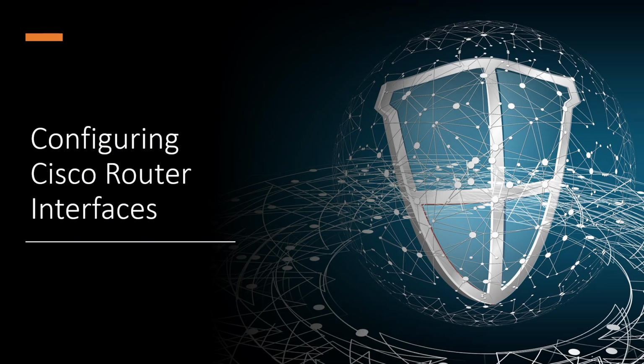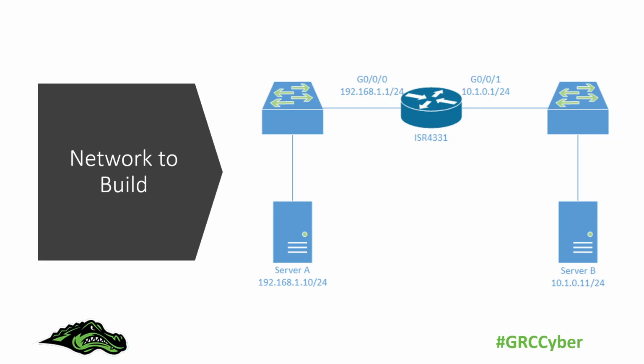In this video, we're going to talk about configuring Cisco router interfaces. Now, for this network I have right here, I've gone ahead and built that out in Packet Tracer. I haven't yet configured anything, and so today we are going to configure those two interfaces on the ISR 4331.